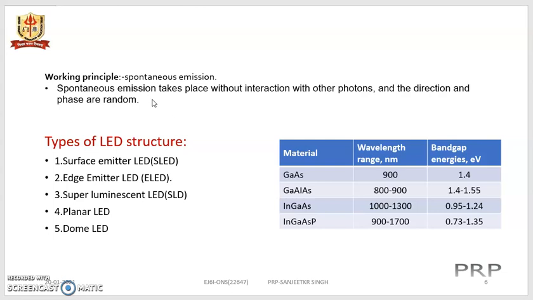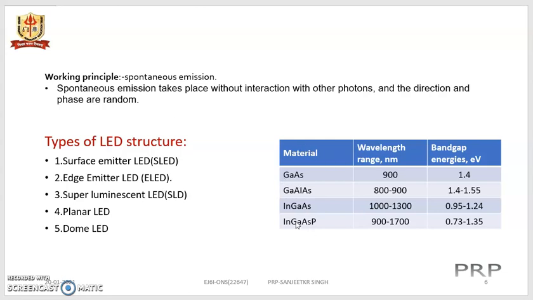This spontaneous emission takes place without interaction with the other photons, and the direction and phase are random. Now let's see what are the types of LED structure. We have the 5 types: surface emitter LED, edge emitter LED, superluminescent LED, planar LED, dome LED, out of which the surface emitter and edge emitter are mostly used for the optical fiber communication.